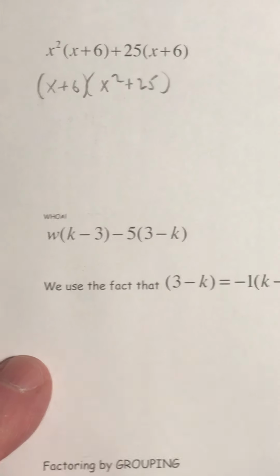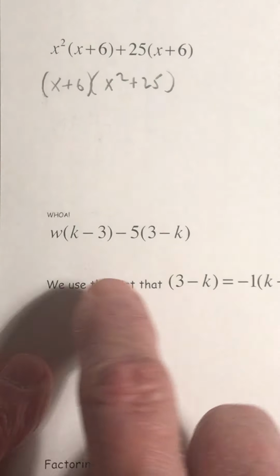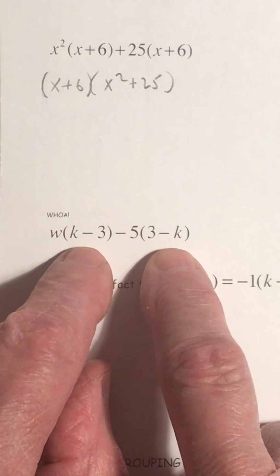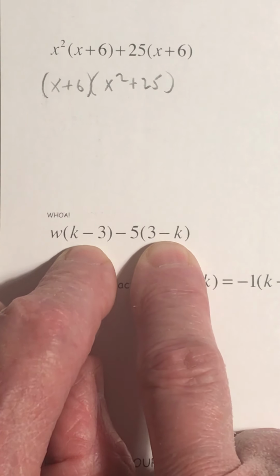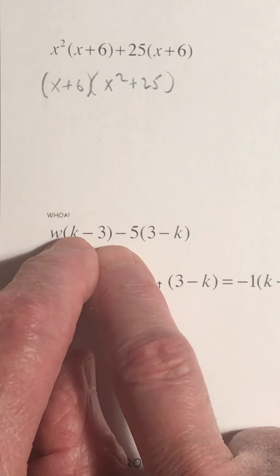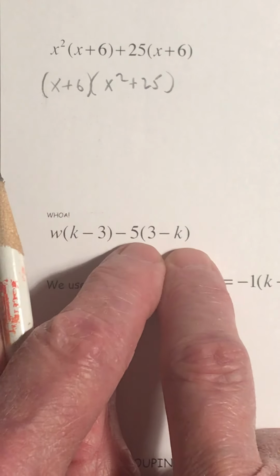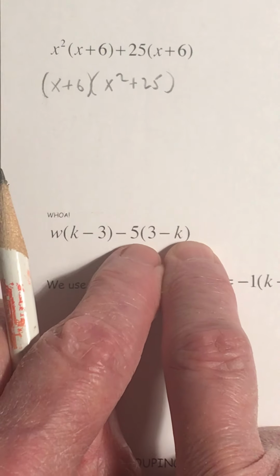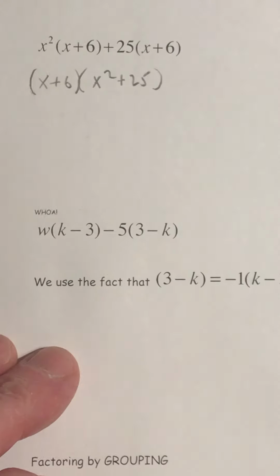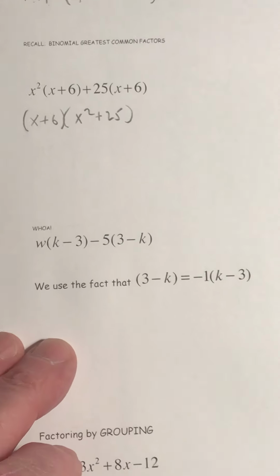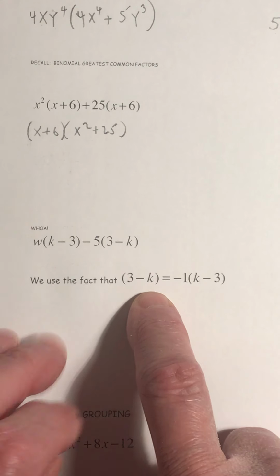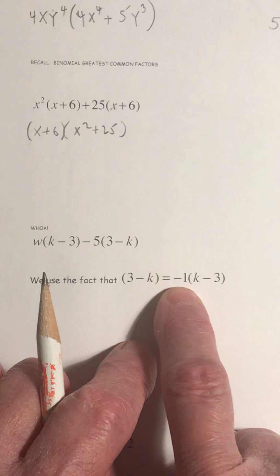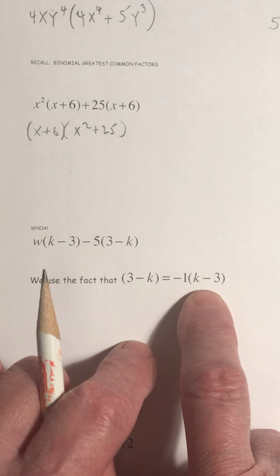Now, moving down here, and you see the word whoa because we've got strange goings on here. These do not exactly match, do they? They are related though. This is the reverse order of that one. This says k minus 3, that says 3 minus k. So what we can do is use this idea here. 3 minus k could be rewritten as minus 1 times k minus 3.